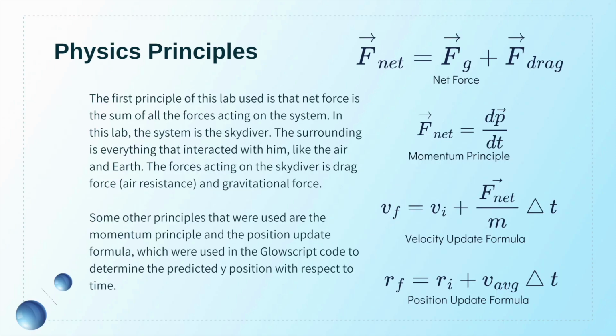The first principle of this lab is that net force is the sum of all forces acting on the system. In this lab, the system is a skydiver. The surroundings are everything that interacted with him, like the air and the earth. The forces acting on the skydiver are drag force, which is also called air resistance, and gravitational force. Some other principles that are used are the momentum principle and the position update formula, which were used in the GlowScript code to determine the predicted y position with respect to time.